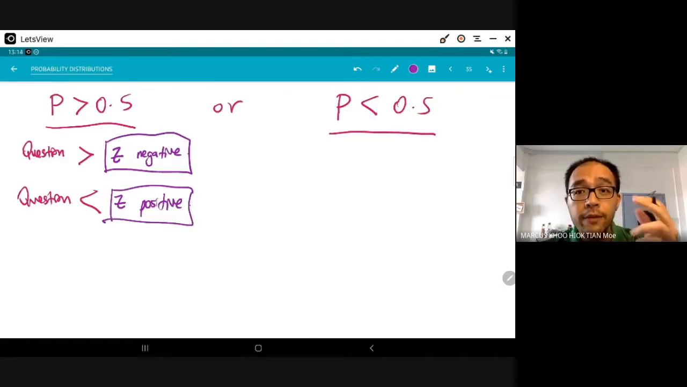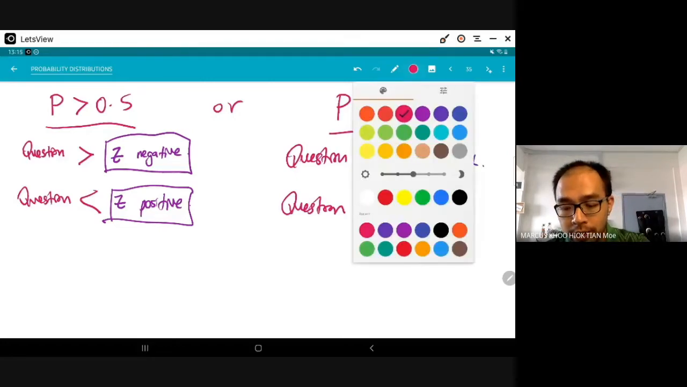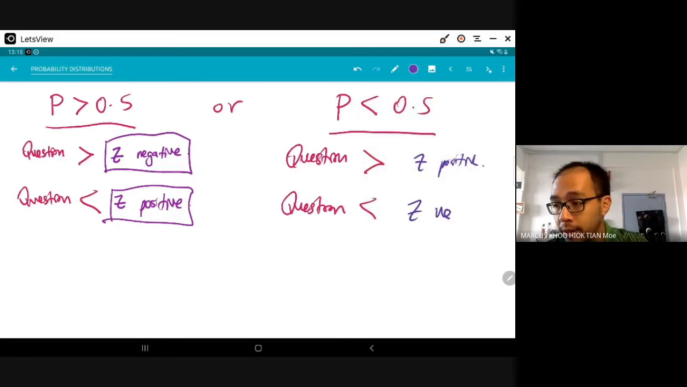If the probability is less than 0.5, and the question dia bagi more, then your Z will be positive. If the question gives you less, then your Z will be negative. Z will be negative. Yes, sorry, I don't know what I'm doing. Okay, Z will be negative.